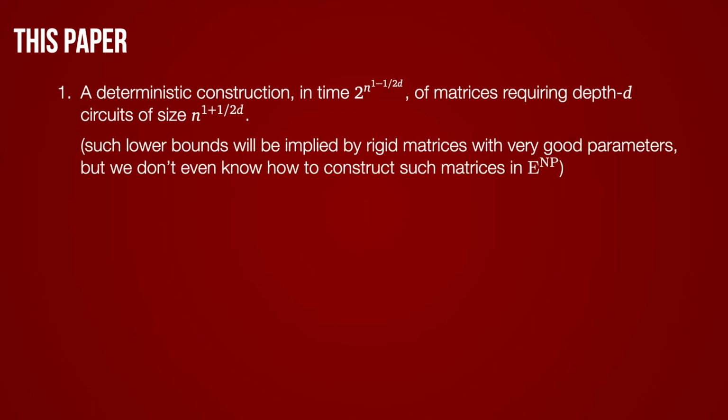Now the point here is that if we could construct rigid matrices with very good parameters, like the best parameters we can hope for, then such lower bounds will follow. But the problem is that we don't know how to construct rigid matrices with such parameters, even in much larger complexity classes like E with an NP oracle. So E is time 2 to the order n. So it's quite easy to construct such matrices in time 2 to the n squared, but we don't know even 2 to the order n. And we are able to do it in a much smaller complexity class by arguing directly about circuit size and not about rigidity.